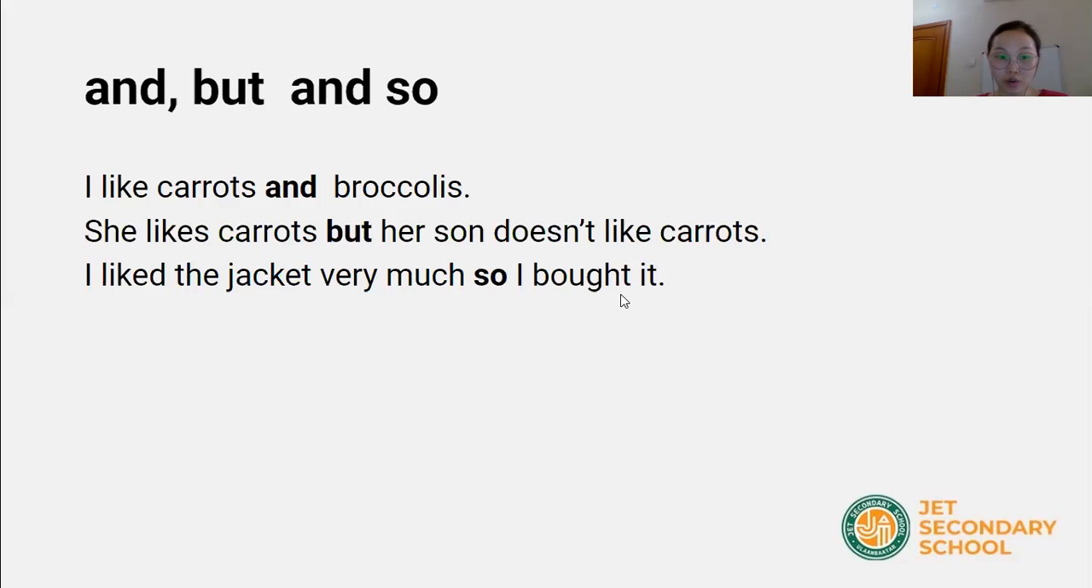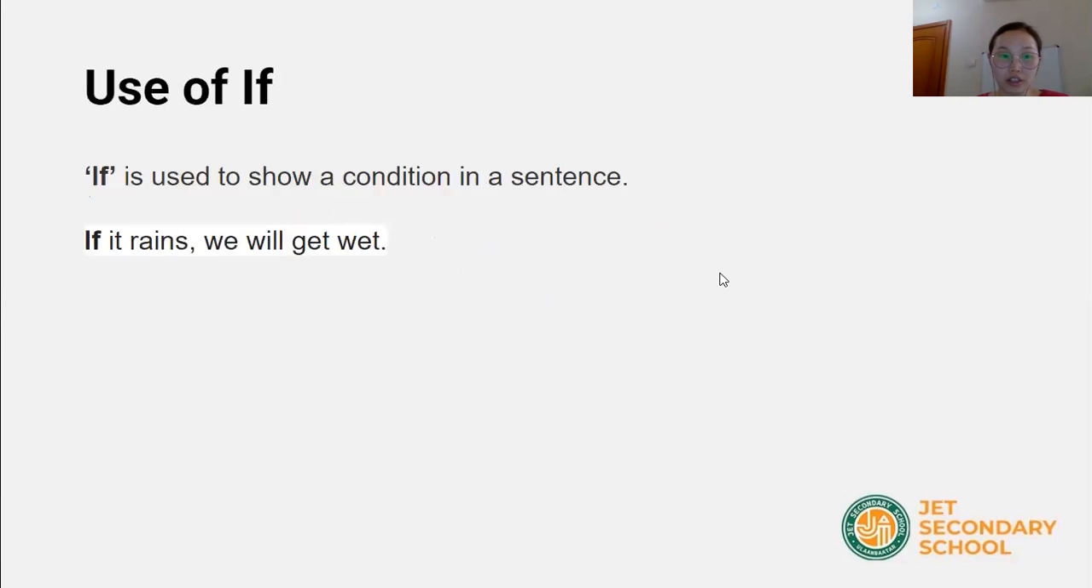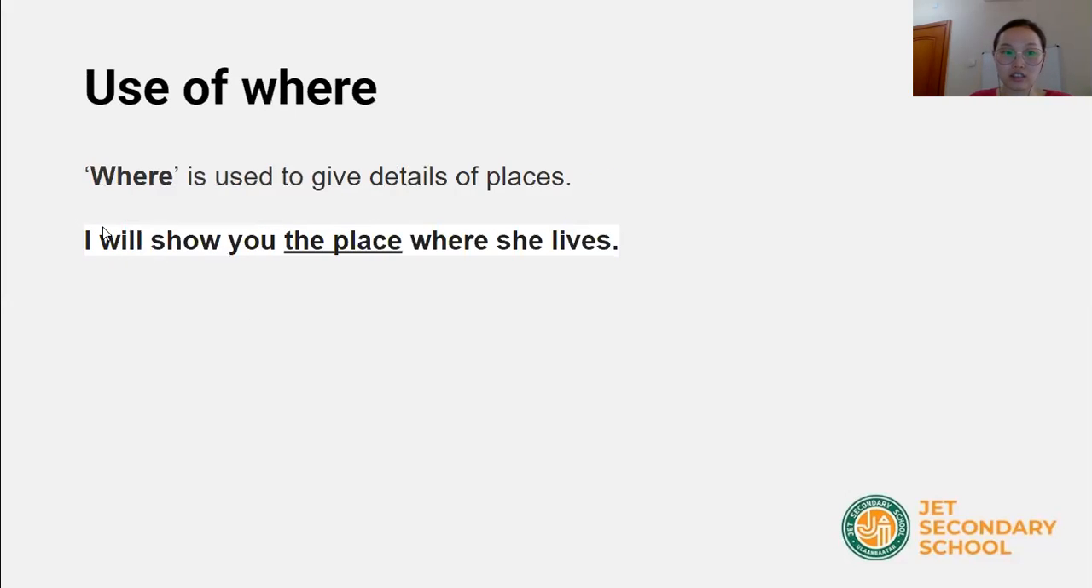Now, we have already used this kind of conjunction. Today, we are learning some more conjunctions. So, what's the use of the conjunction if in a sentence? If is used to show a condition. An example can be, if it rains, we will get wet. This is the condition. It's not raining yet, but if it rains, we will get wet. So if is used to show a condition in this sentence.